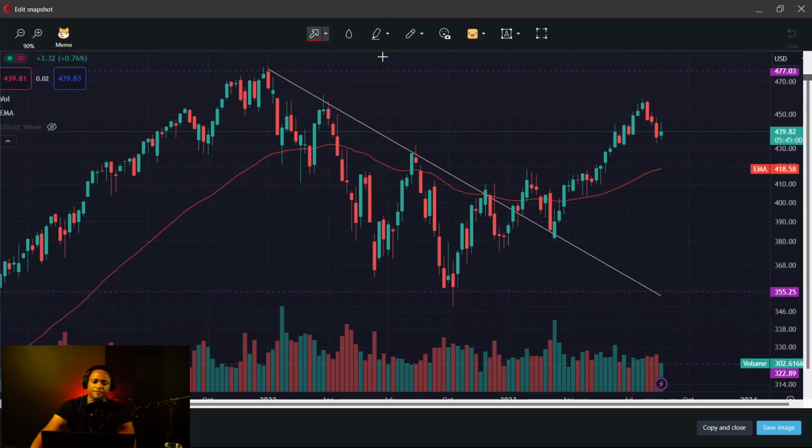So we have 1, 2, 3. That's your confirmation right there. That's another reaction. This thing reacts 3 times, and then after that we break it here. That candle right there, we managed to close over the downtrend line, and then we had another candle that opened and closed, and then we had a retest. That was the retest right there.